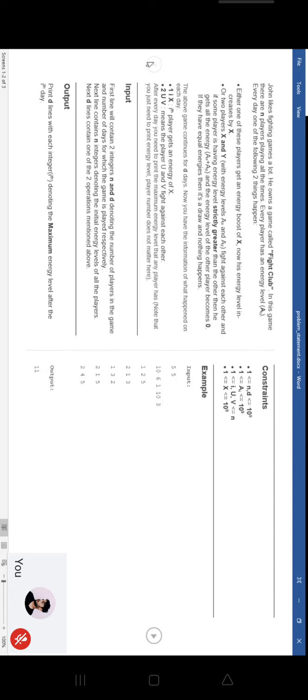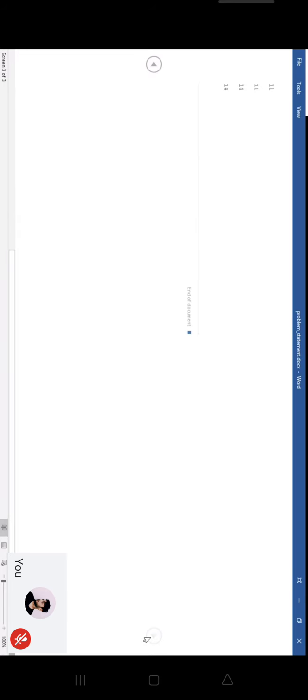What will be the amount of the energy boost? It is 5. So it will be 6 plus 5. That's why it is 11. Look at the initial energy level of the second player. It is 6, and it is getting the energy boost of 5. So 6 plus 5, it is getting 11. Now the next output is also 11. Here it is.